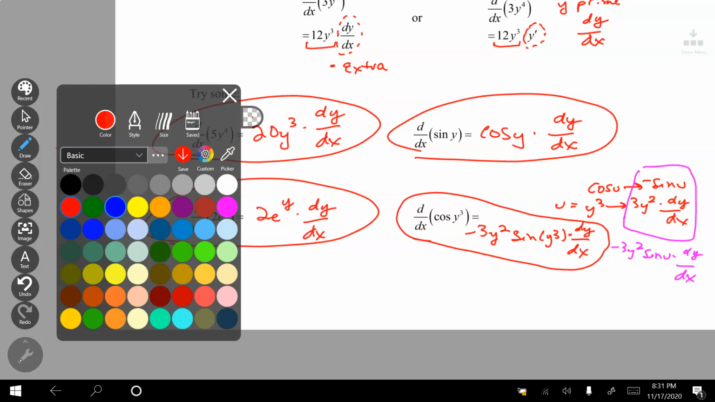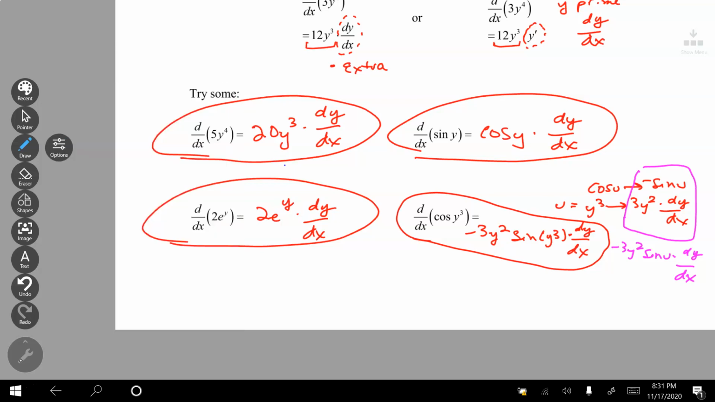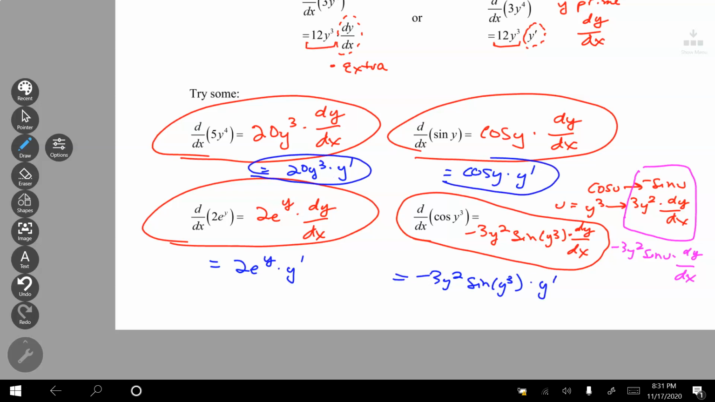But I could have written them all in that shorthand notation and called this 20y cubed times y prime, cosine y times y prime, 2e to the y times y prime, or negative 3y squared sine of y cubed times y prime. These are all the same. It's just that I'm using the shorthand notation. When I do some of these problems later, I'm going to use both notations.